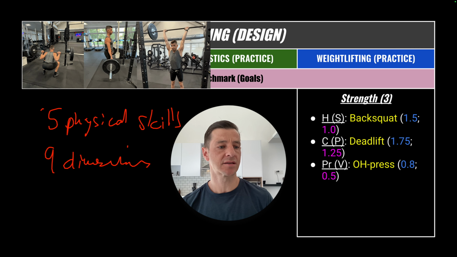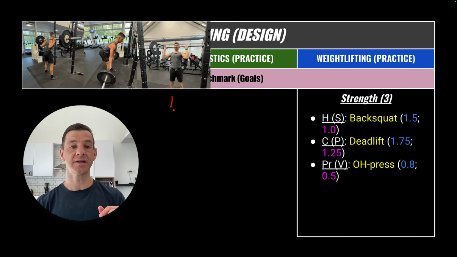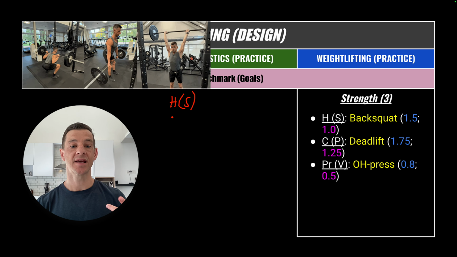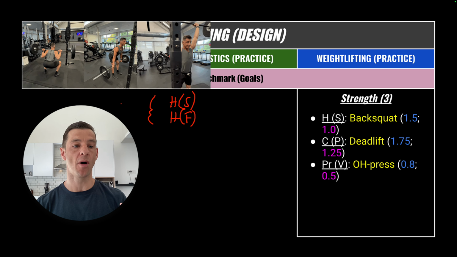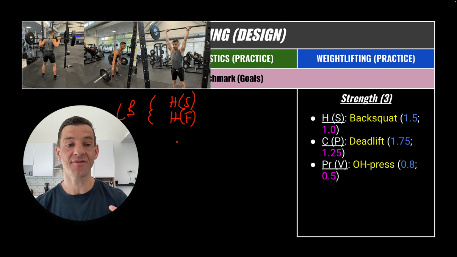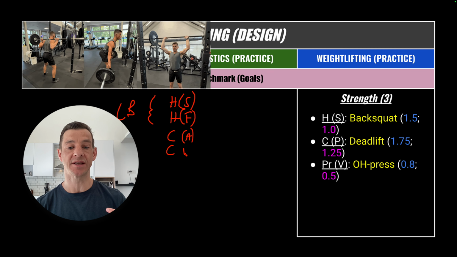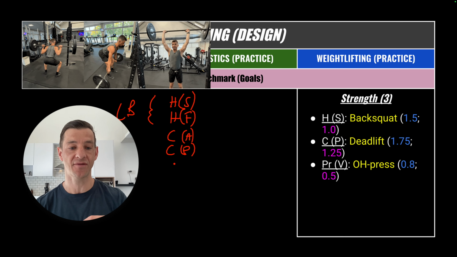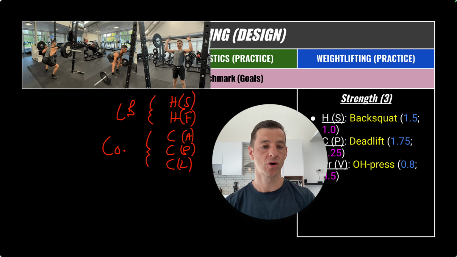Together, they give us 9-dimensional skills. We have hip development in the sagittal plane, hip development in the frontal plane. This is the lower body. Then we have core development in the anterior chain, core development in the posterior chain, and core development in the lateral chain. So this represents our core.